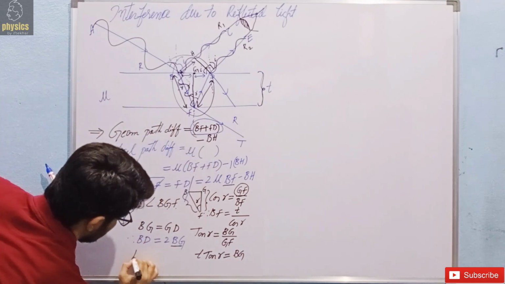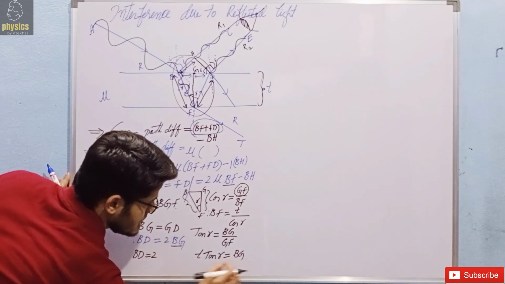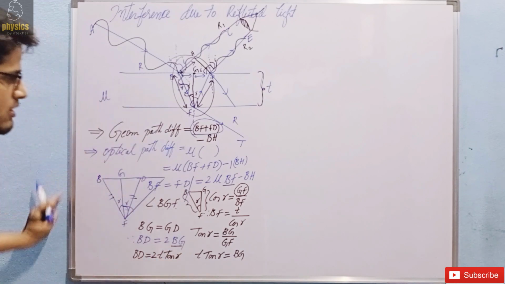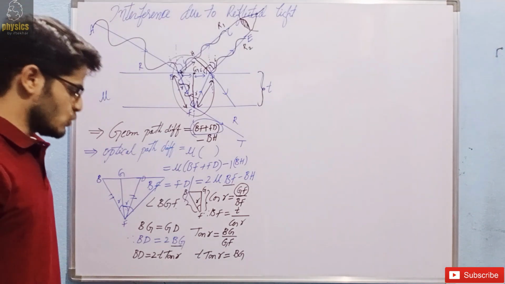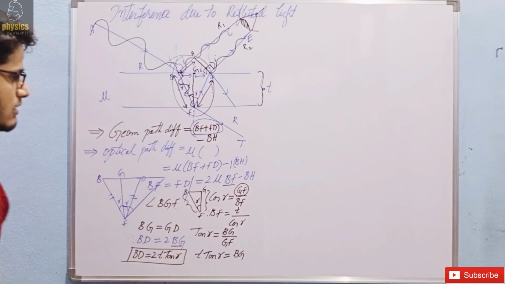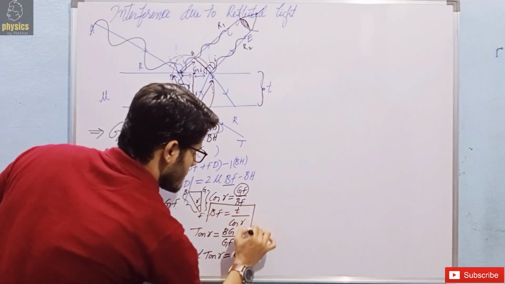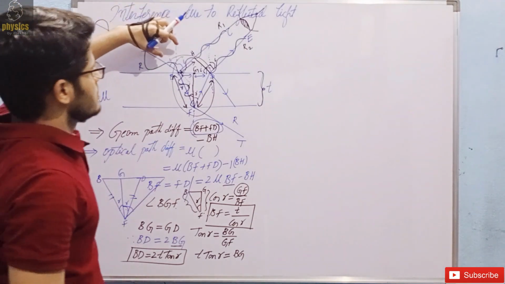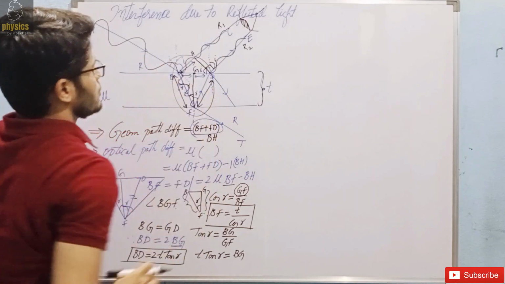I'll substitute in here. So BD will be equal to 2 times BG. What is the value of BG? BG is equal to T tan R. Okay, I got the value of BD, that is equal to 2T tan R. So I will be using this expression. Now I have to find this distance, that is BH. BH I want to find out.